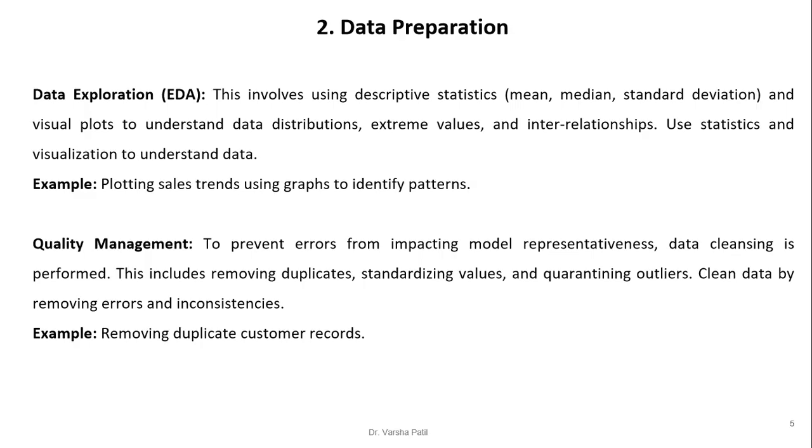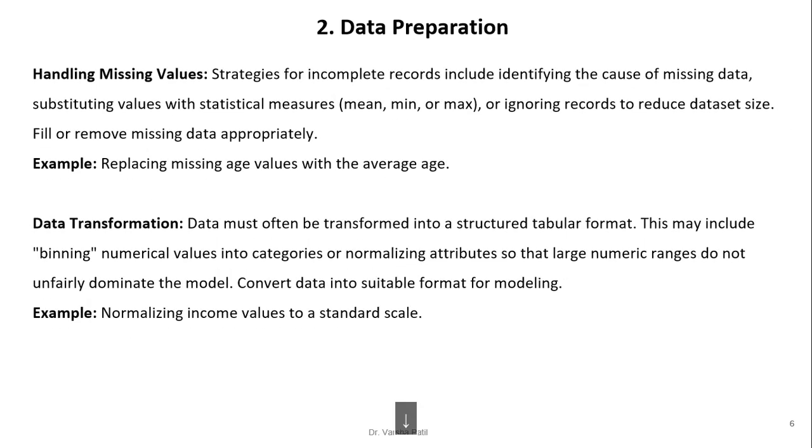Next is quality management. To prevent errors from impacting model representativeness, data cleaning is performed. This includes removing duplicates, standardizing the values, quarantining the outliers, cleaning data by removing errors and inconsistencies. An example is removing duplicate customer records. So after quality management, whatever data is going into the model is of quality. Then the other step is handling the missing values.